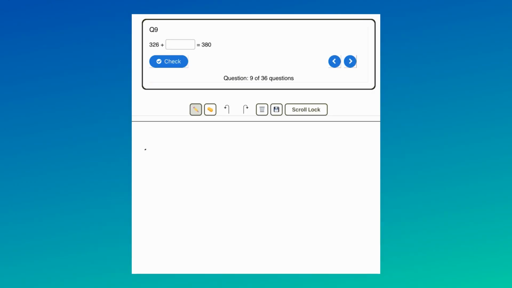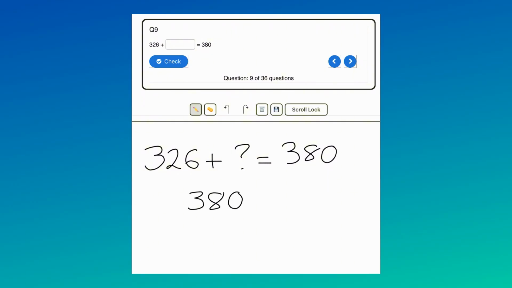So, question 9. 326 plus something equals 380. So I'm going to turn this into a takeaway operation. So I do 380, take away 326. Now I do 0, take away 6, which I can't do. And so I cross out my 8 and I put a 7 there, and I put my 1 that I borrowed from the next column.